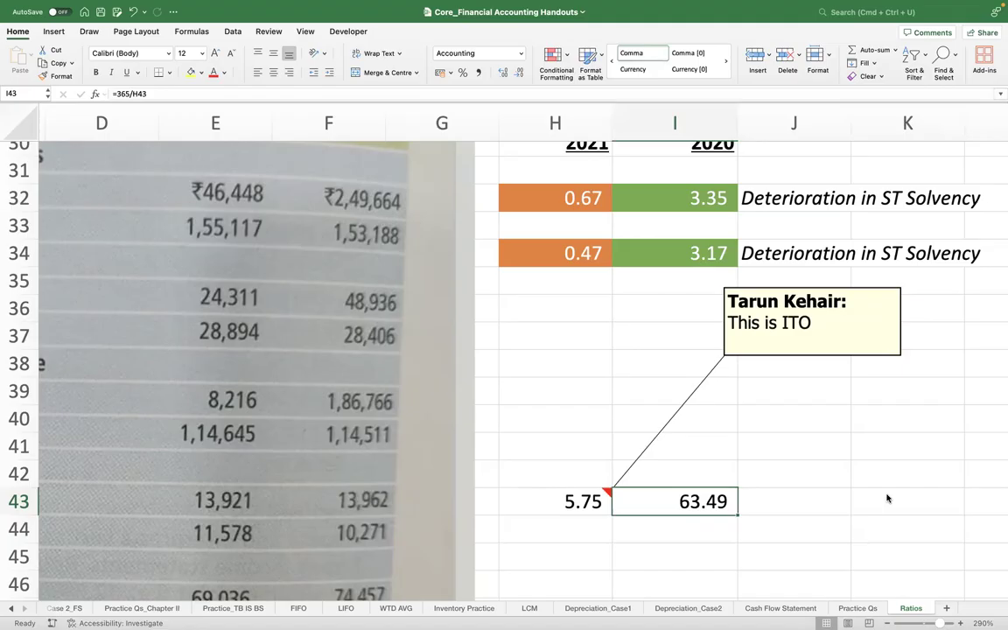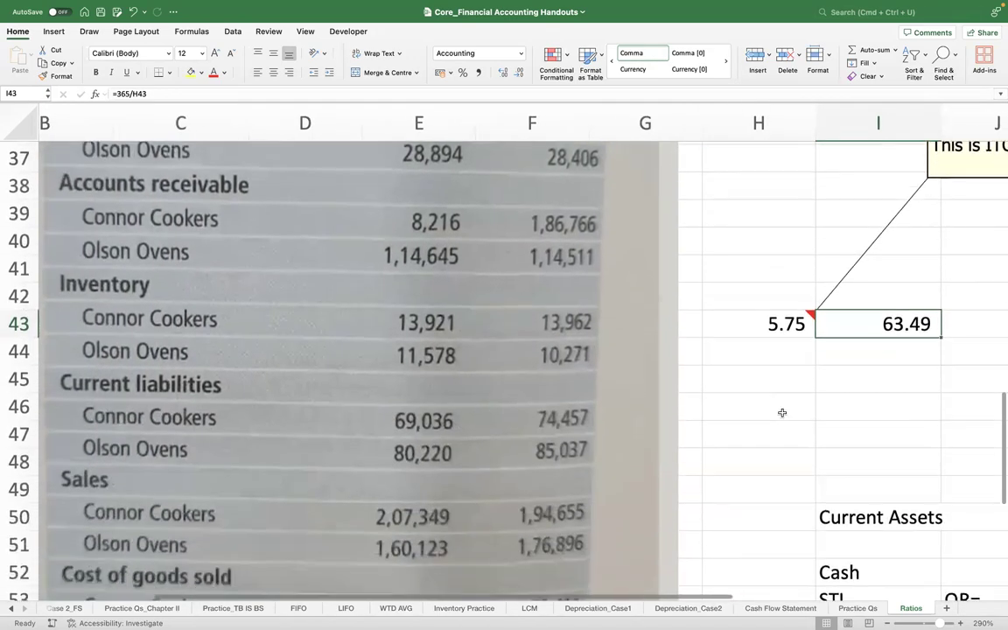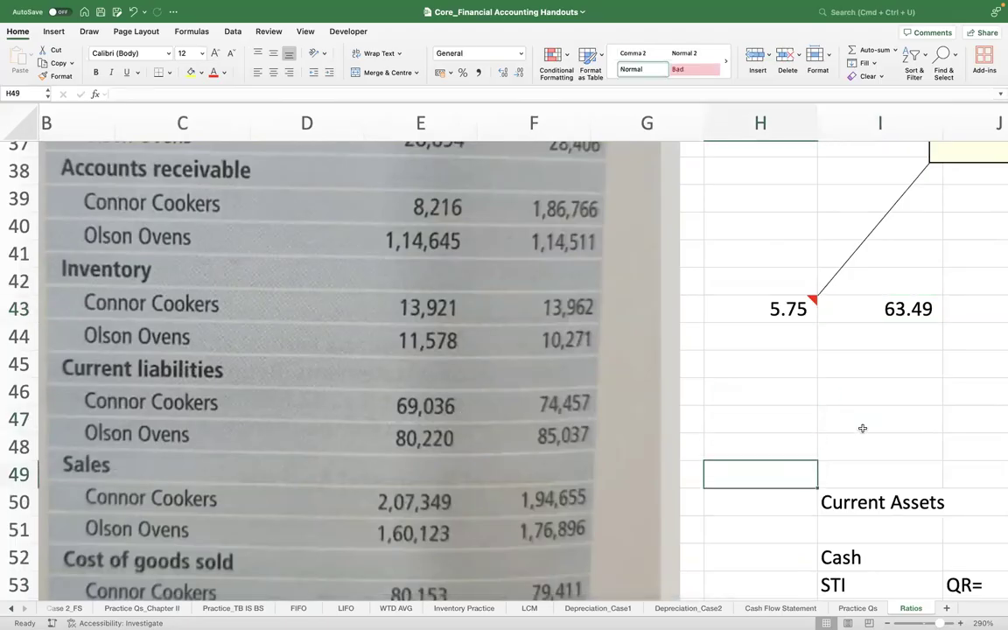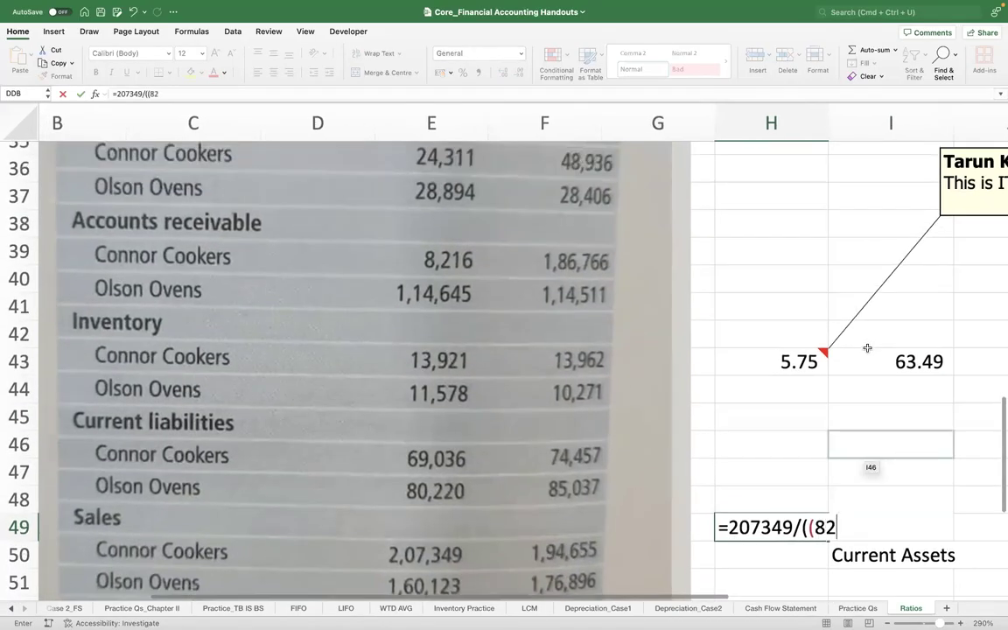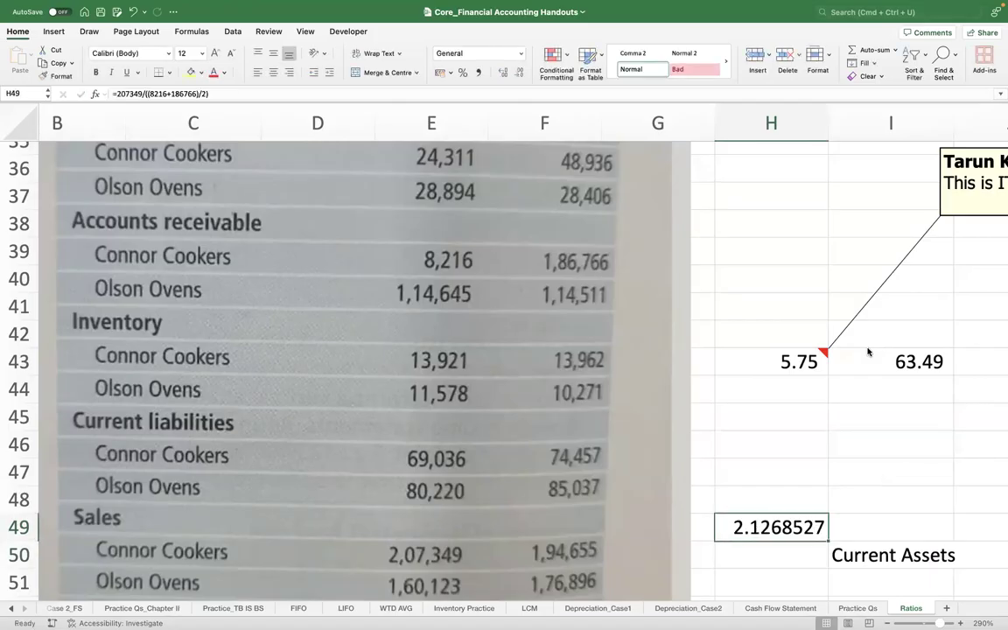Clear? Next, what else were you asked, Vasundhara? Next. Receivable turnover ratio. In the receivable turnover ratio, it is sales by average debtors. So what are the sales? 207349 divided by average AR. Average AR is 8216 plus 186766 divided by 2, which gives 2.13. Average of opening plus closing.